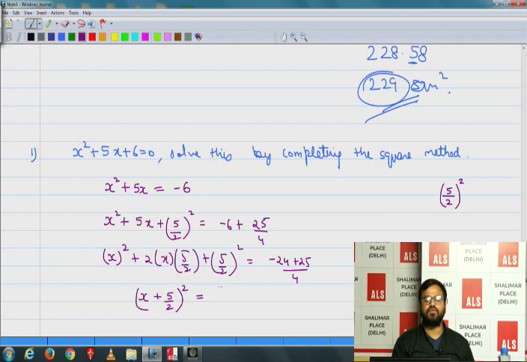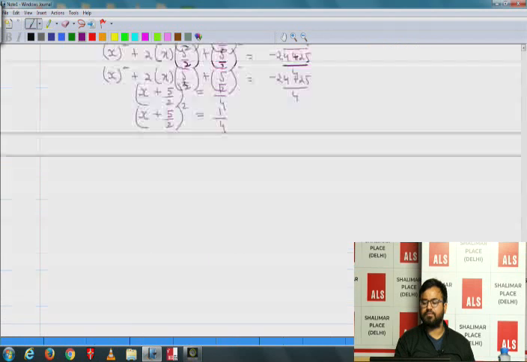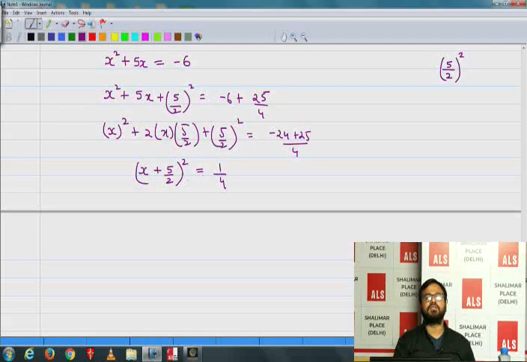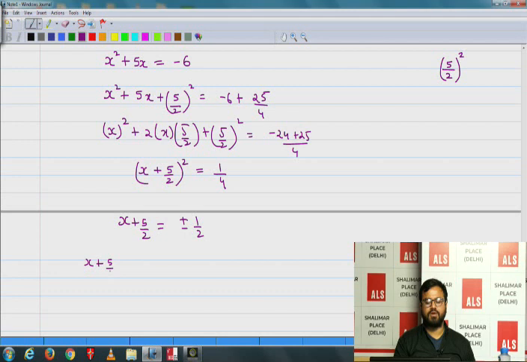25 minus 24 is 1 by 4. Now when it is 1 by 4, when we take the square root, x plus 5 by 2 is plus minus 1 by 2. So x plus 5 by 2 is equal to 1 by 2, which gives x equal to 1 by 2 minus 5 by 2, that is minus 4 by 2, which is minus 2.